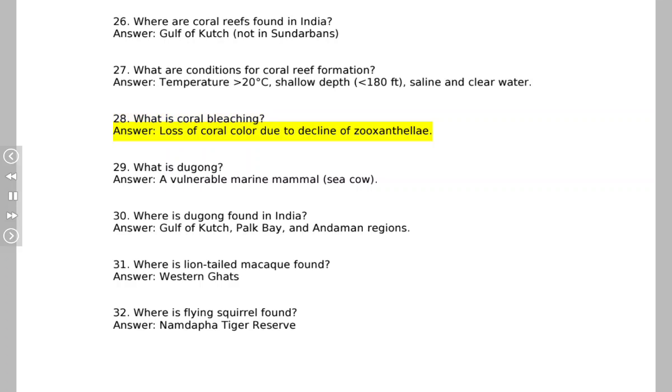28. What is coral bleaching? Answer. Loss of coral color due to decline of zooxanthellae. 29. What is dugong? Answer. A vulnerable marine mammal, sea cow. 30. Where is dugong found in India? Answer. Gulf of Kutch, Palk Bay, and Andaman regions.